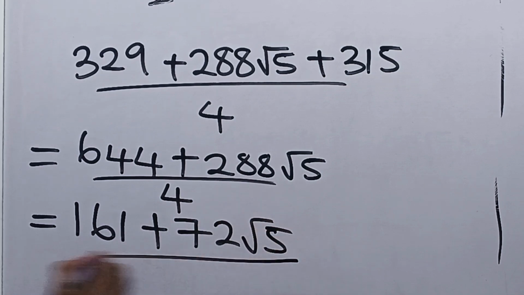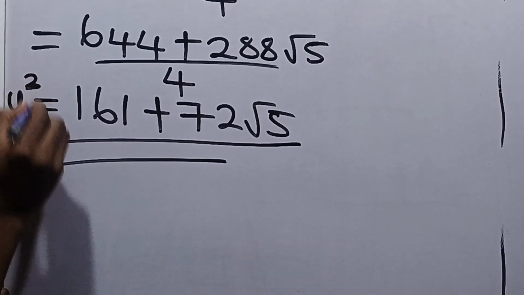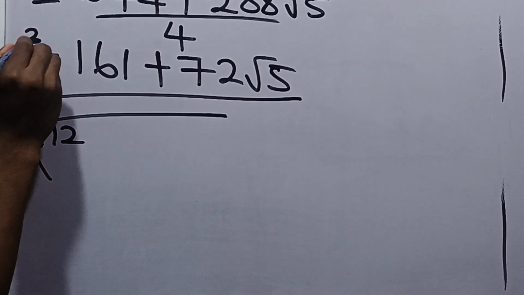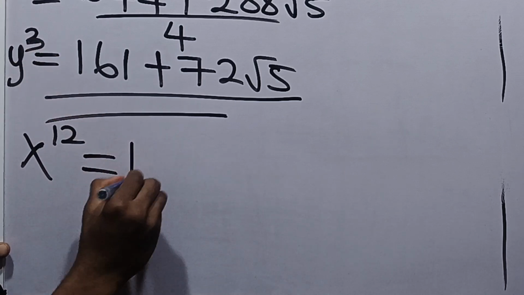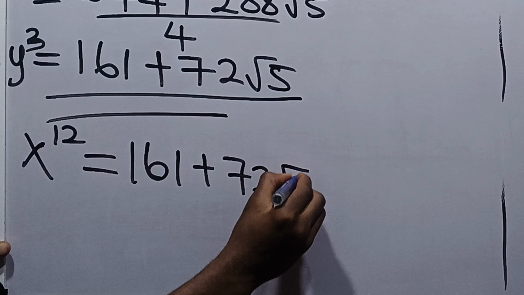Okay, so now this is our y raised to power 3. And invariably, this becomes equal to x raised to power 12, to be equal to 161 plus 72 root 5.